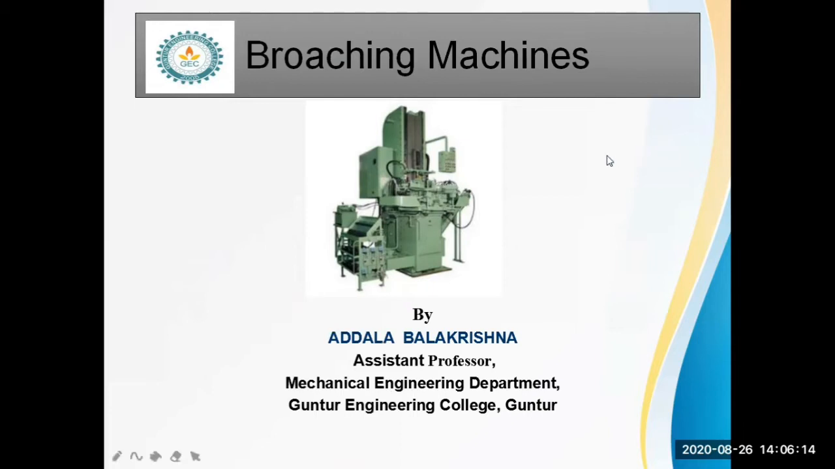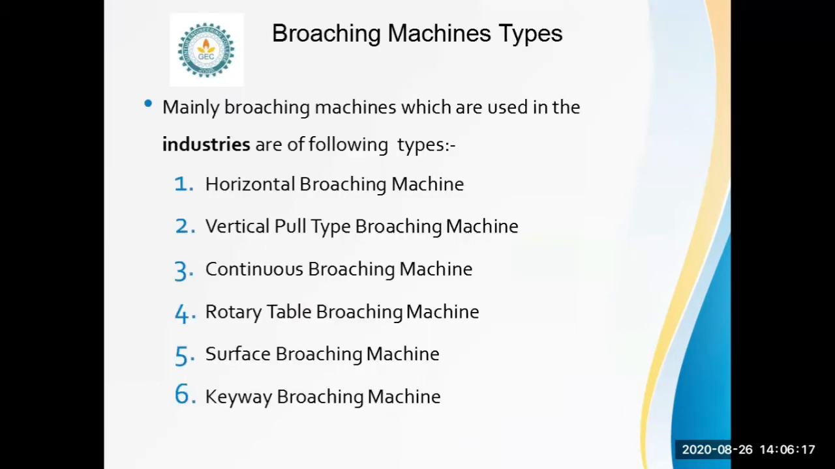Today our lecture is on broaching machines and their types. Mainly, broaching machines are classified into 6 types. The first one is a horizontal broaching machine, the second one is a vertical pull type, the third one is continuous broaching, the fourth one is a rotary table broaching machine, the fifth one is a surface broaching machine, and the sixth one is a keyway broaching machine. In this lecture, we will discuss 3 types of broaching machines: horizontal, vertical and continuous broaching machines. The remaining 3 are for the next lecture.